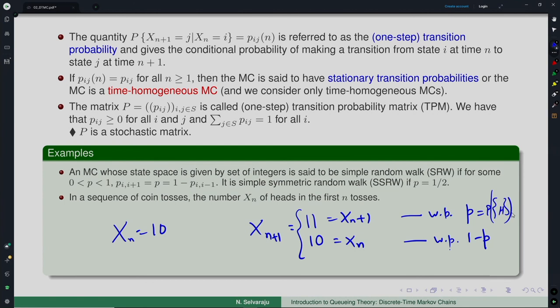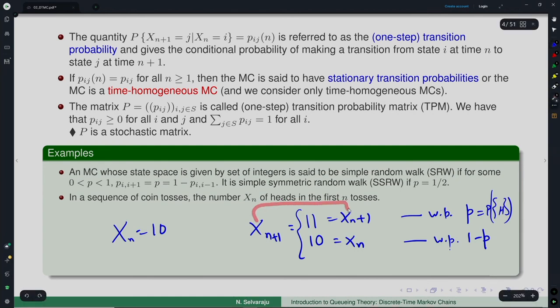So, in this sequence, obviously, you would see that whatever xn minus 1 was, it plays no role. This xn plus 1 is in terms of either xn or xn plus 1, that is all. One of these two values only it can take, because it cannot take 9 or 12 and so on. That is why xn minus 1 does not play a role, because of this kind of relationship.